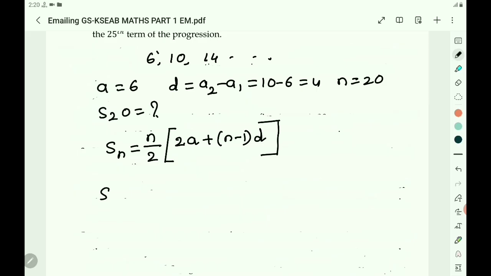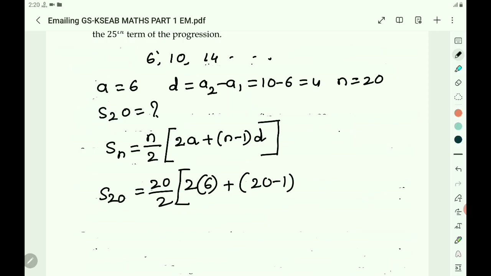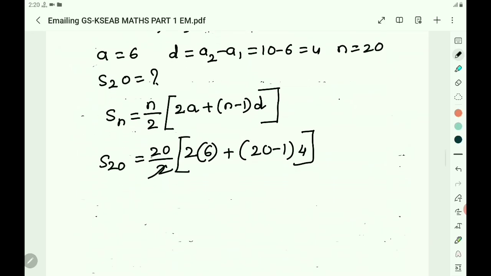Then S20 equals 20 by 2. In the place of n, write 20. 20 by 2 into 2a, that means 2 into 6, plus n is 20 minus 1 into d. D is 4 here. You can cancel 20 by 2. Then you write 10. 2 6s are 12. Plus 20 minus 1, 19.